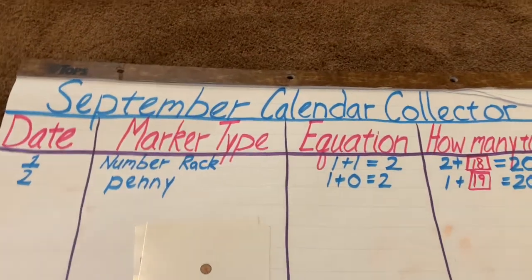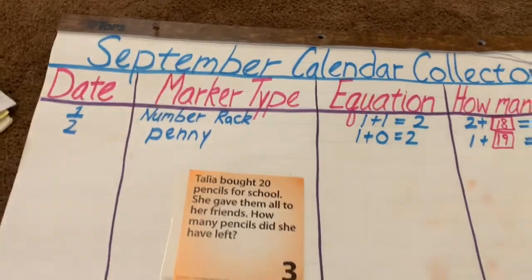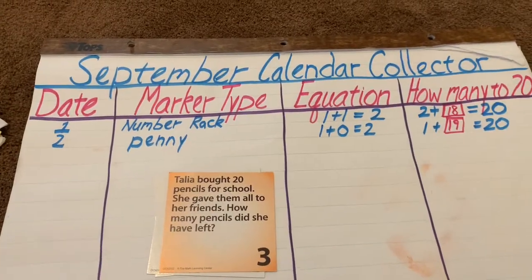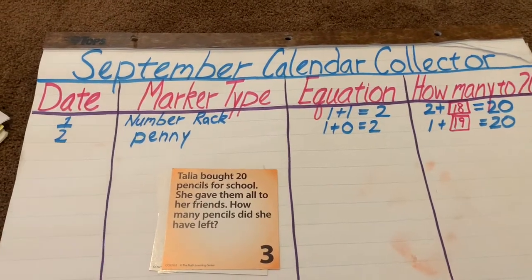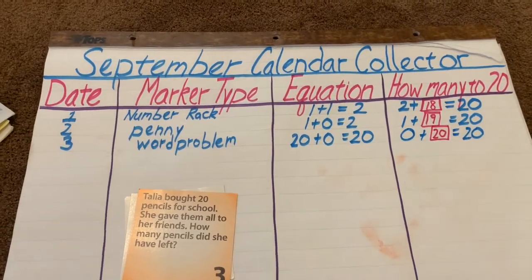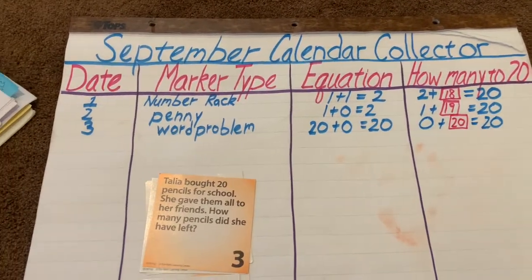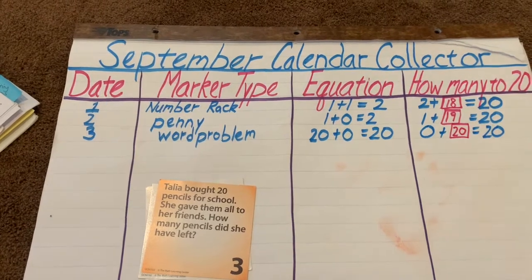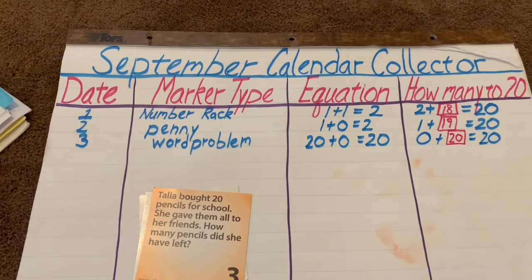Let's do one more together. Now pause it and go ahead and see if you can fill in your calendar collector. Okay, so here I put under date 3 because it's September 3rd. This time my marker type is actually a word problem.